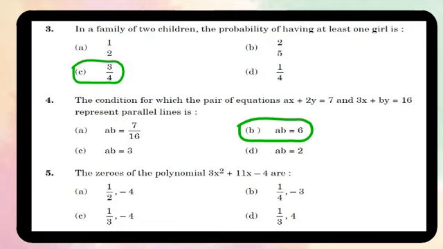In question number 5, you need to find the zeros of the given polynomial. As you know, you can find the zeros by the factorization method. Instead of doing that, I will teach you one shortcut method. Look at the options. 1 by 3 comes 2 times and minus 4 comes 2 times. So the answer may be option C, 1 by 3 comma minus 4. However, don't take a risk. Substitute these values in the polynomial and check.